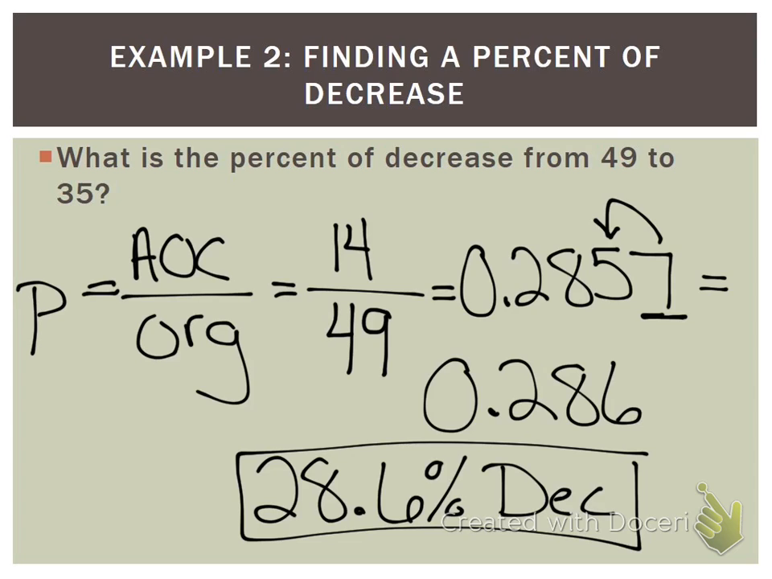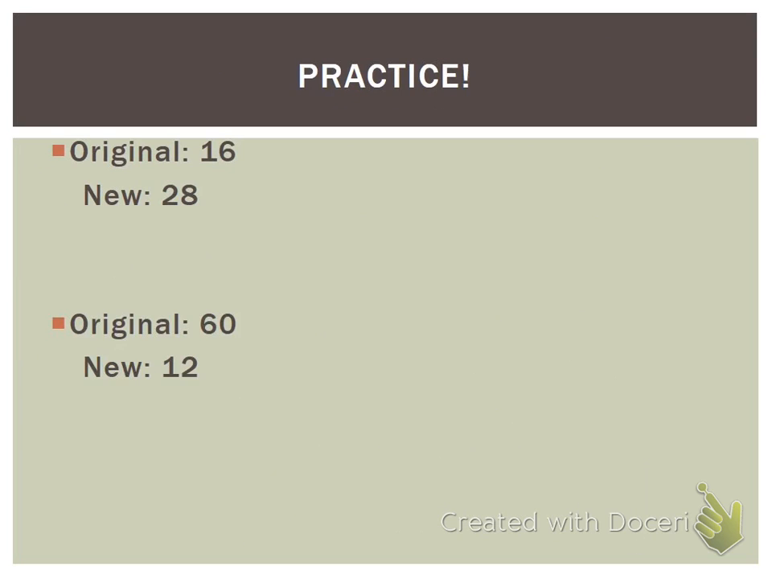I will tell you that on the quiz and the test, most of the time the students will get the rounding part wrong, and that's where they miss the points. So just make sure you go out 4 decimal places, and then take that 4th number and round to the 3rd decimal place, and you're good. Now I want you to practice 2 of them. This is the setup that you're going to see on your homework, quiz, test. It tells you original and new. Plug those numbers into your formula, find your amount of change, divide by the original, get your decimal, and change to a percent.